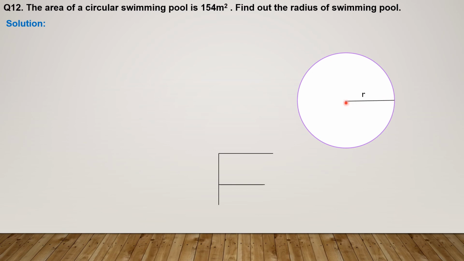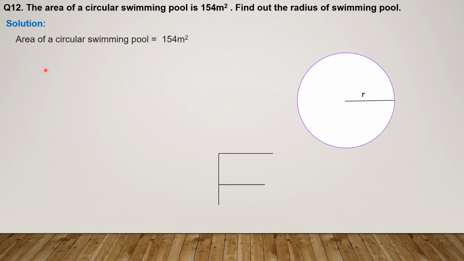Radius is the line that joins the center of the circle to any point of the circle. You can draw a radius from here to here, from here to here, from here to here. In all the cases, you have the same radius. So what is the radius? Radius is the line that joins the center of the circle with any point. Now area is given to you and the question is to find out its radius.